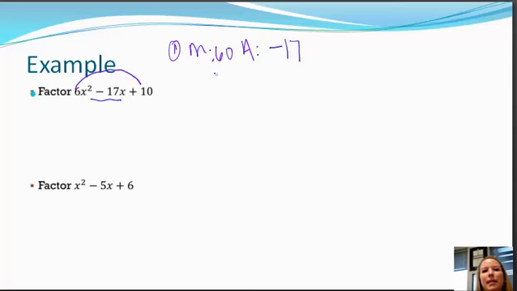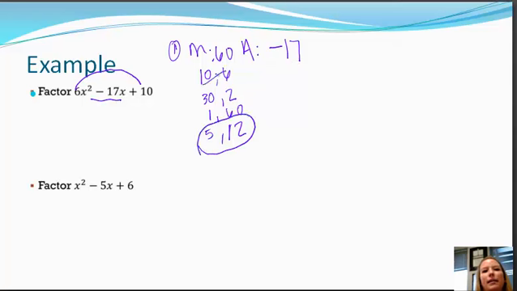So let's think what multiplies to get 60. We have 10 and 6. We have 30 and 2. We have 1 and 60. We have 5 and 12. Okay? And I'm looking at 5 and 12, and that gets to 17. So I'm thinking that this is probably our answer.